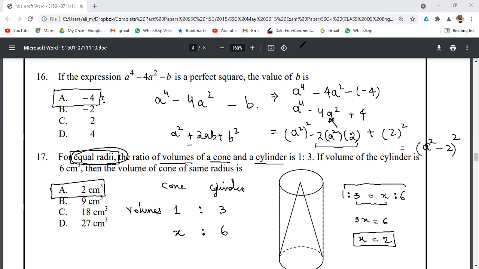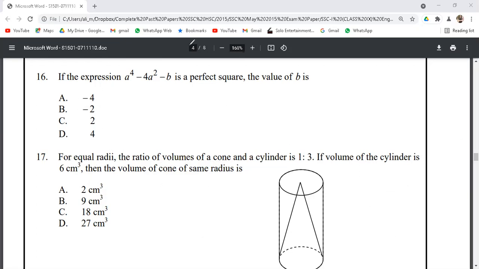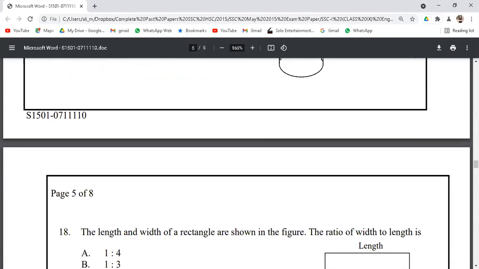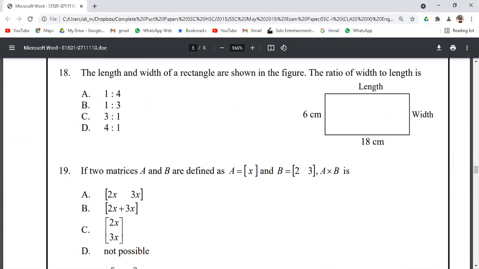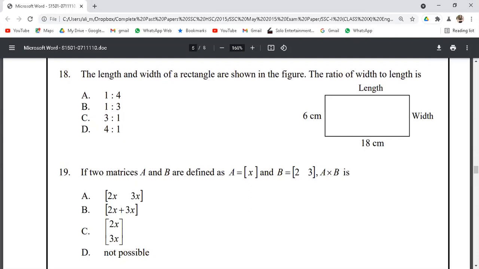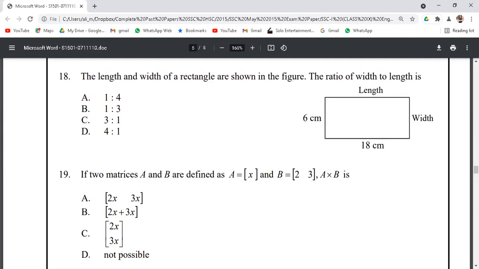Let's come to another question, question number 18 of this year. In question number 18, we have the length and the breadth of this rectangle, and we have to find the ratio between the width and the length of this rectangle. So width is equal to 6 and the length is 18. So the ratio between 6 and 18 will be equal to 1 is to 3.